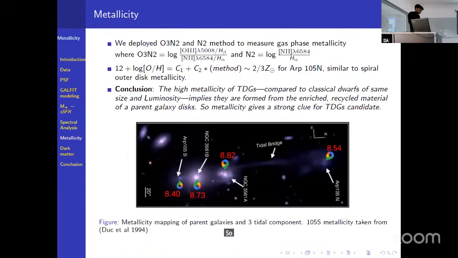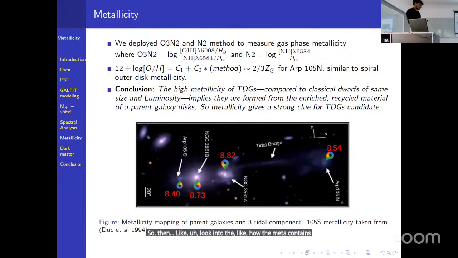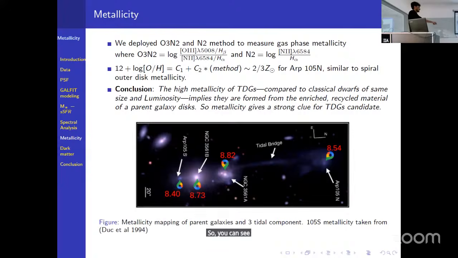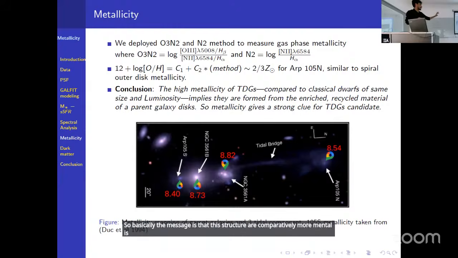Then we looked into how the metal content varies from the normal dwarf galaxy. We found using two different methods that these TDZ are more metal rich compared to the classical dwarf galaxies, which are made from pristine gas. So you can see the mapping from all the objects. This is the galaxy, this is the TDZ. Basically, the message is that these structures are comparatively more metal rich compared to classical dwarf galaxies.